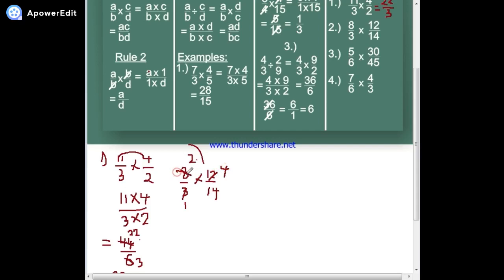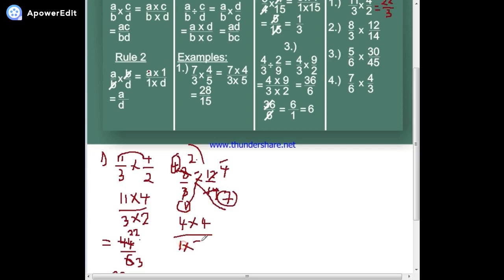Even you can still simplify this one too. That is 2 in 8, that is 4, and 2 in 14, that is 7. So now what is left? We have 4 at the numerator here, and this 4 multiplies by the 4 up here. At the denominator side we have 1 times 7.